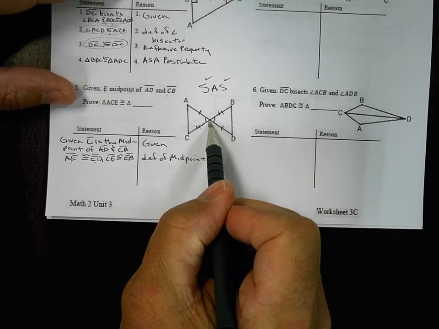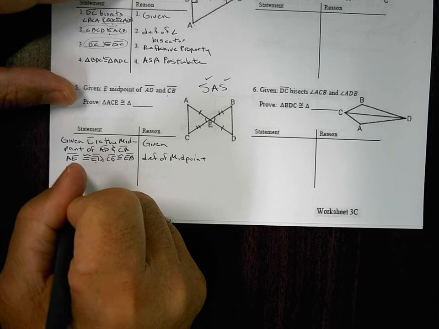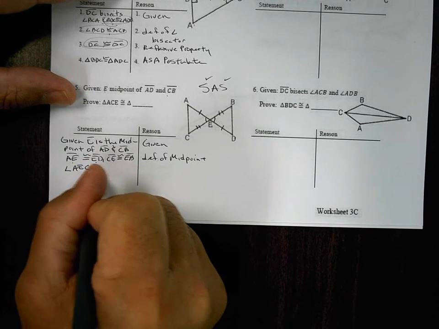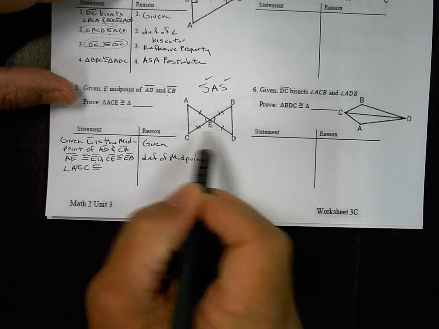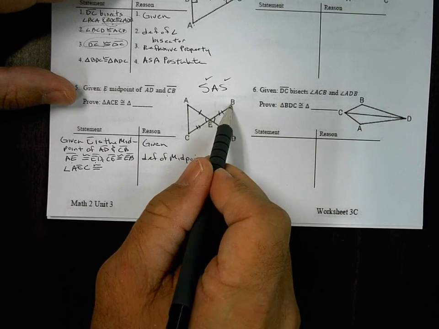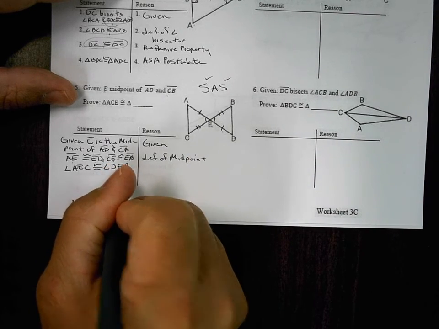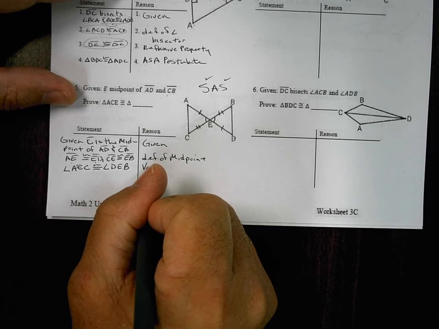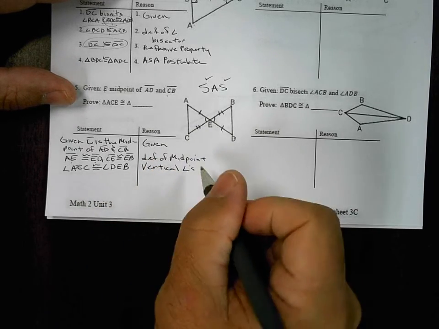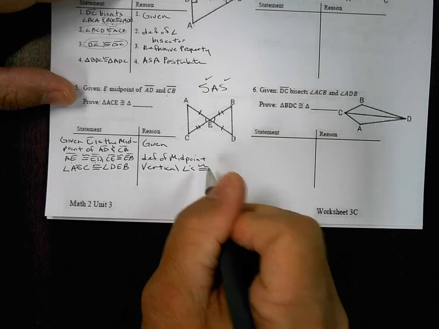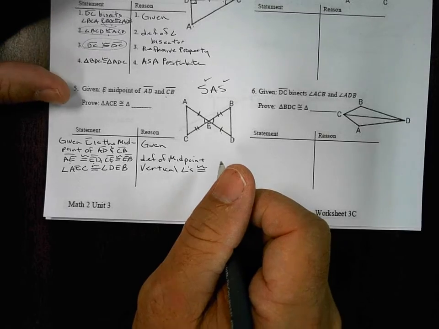So now we just need to say that angle AEC is congruent. We have to be careful here. AEC, so we have to go DEB. Angle DEB, it's very important, and that's vertical angles are congruent. Okay? All right.